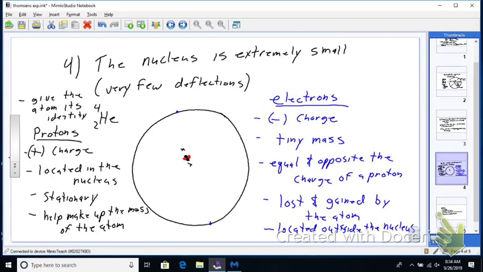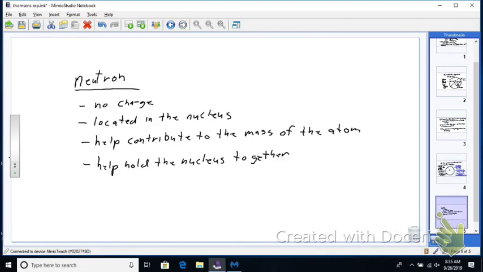Okay? Protons: positive charge, located in the nucleus. They don't move. They help make up the mass of the atom. Electrons are located outside. They're very tiny in mass in comparison. They're equal and opposite in charge, which means they have equal amounts of both, to balance out the charge. They're lost and gained by the atom, and then, of course, we have neutrons. Okay, and then the structure and how it's put together. All right.